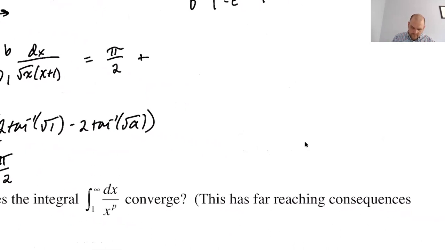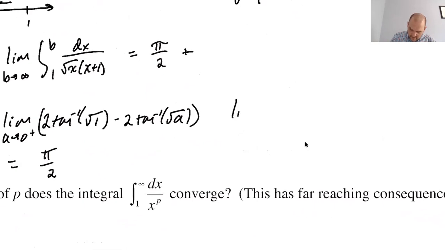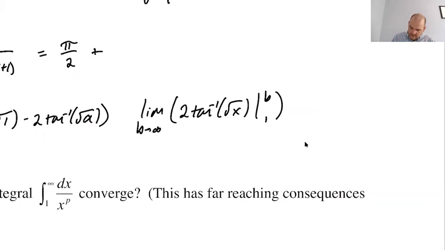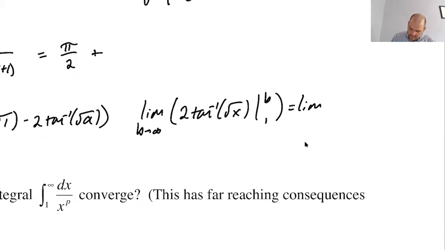plus, let's do the second integral. The limit as b approaches infinity of, so same antiderivative, 2 tan inverse of root x, and we're going from 1 to b in this case, which will be the limit as b approaches infinity of 2 tan inverse of root b minus 2 tan inverse of 1. Trying to squeeze this in.